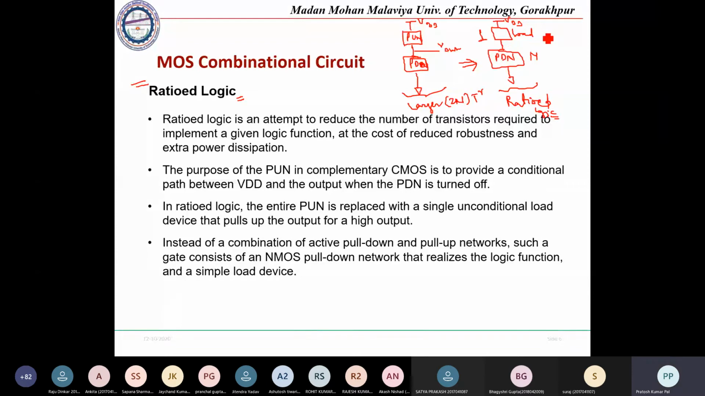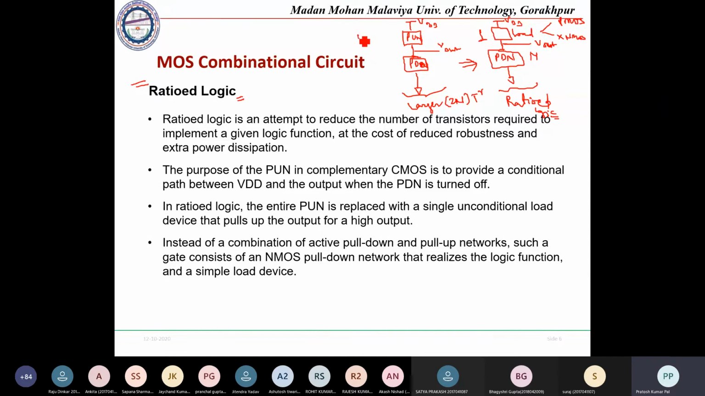In that case, this load could be either a PMOS or an NMOS. But NMOS we will not be implementing, because at the output we need to switch from a high value, VDD. To pass a high logic at the output, we will implement it with the PMOS only. So NMOS will not be preferred here.